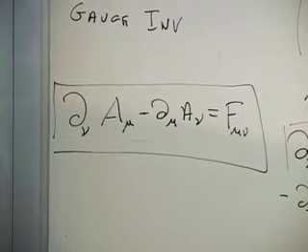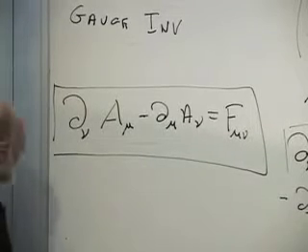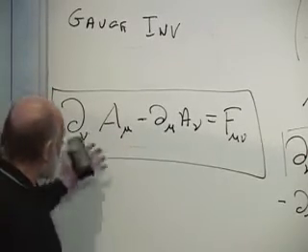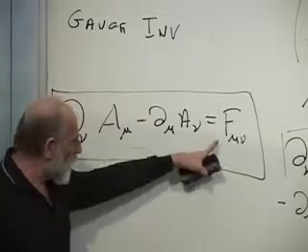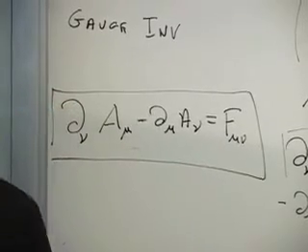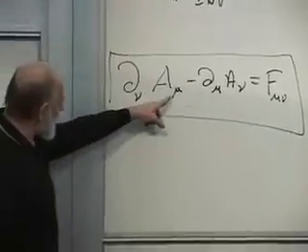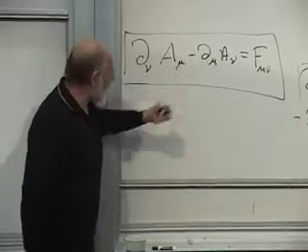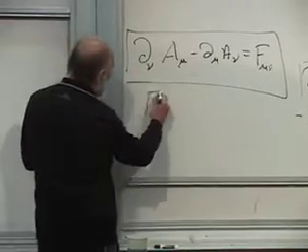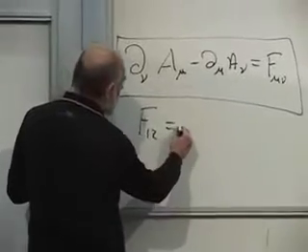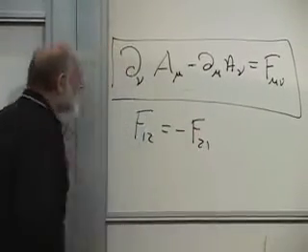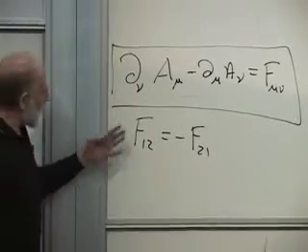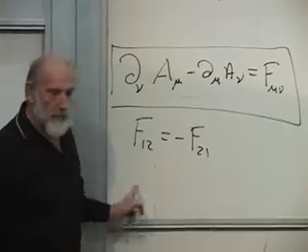How many such objects are there? How many components does it have? Well, offhand, mu and nu can run from 1 to 4, so it looks like there are 16 independent components of F_mu nu. Not so. And the reason is that this is antisymmetric. If you interchange mu and nu, it changes sign. So that means, for example, that F12 is just equal to minus F21. F13 is minus F31. So the different components of F_mu nu are not independent.